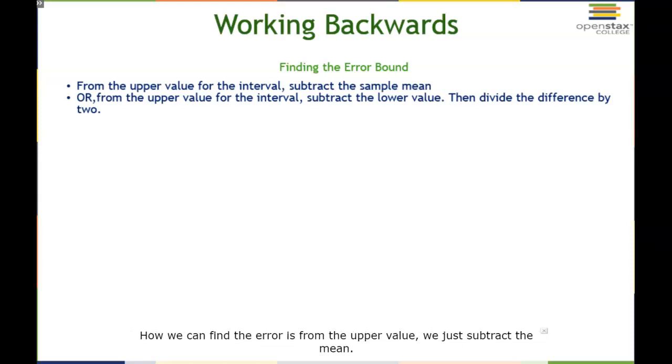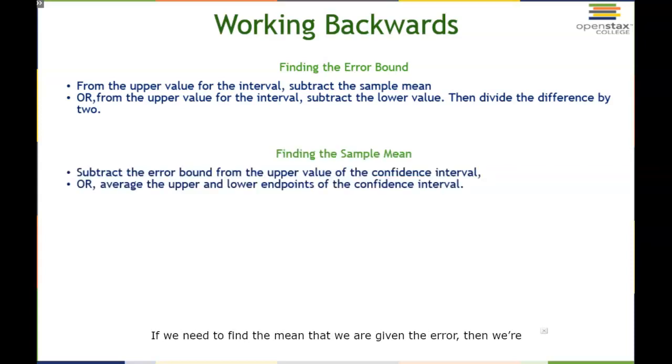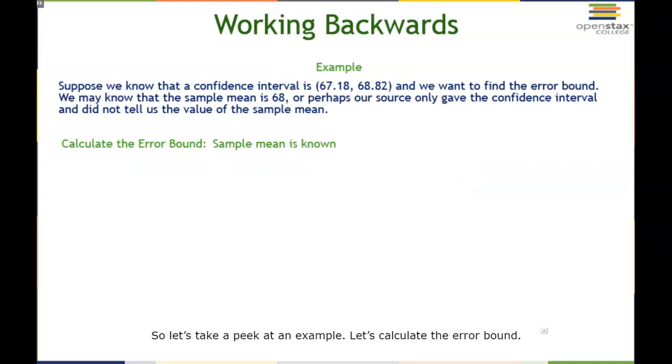Well, how we can find the error is from the upper value, we just subtract the mean. Or we can take the upper value and subtract the lower value and then divide in half, divide by 2. So that's if we are looking for the error and we are given the mean. If we need to find the mean, but we are given the error, then we're going to just subtract the error out of the upper value, and that will give us the mean. Or take the average of the upper and lower endpoints of our confidence interval, and that will give us our mean. So let's take a peek at an example.